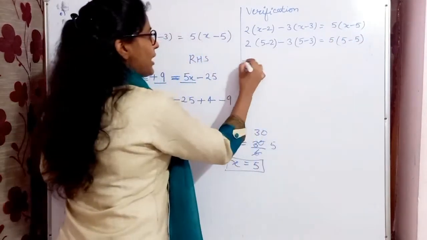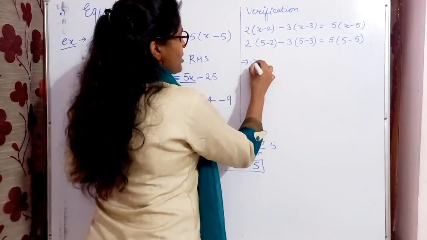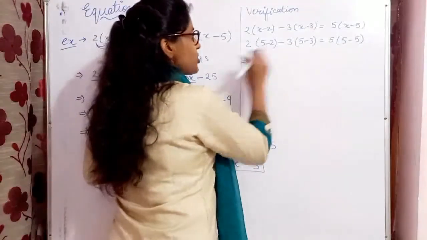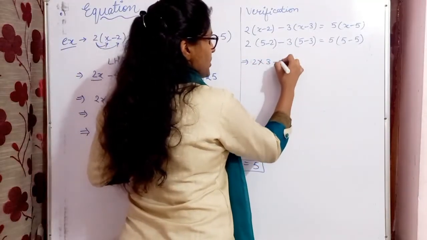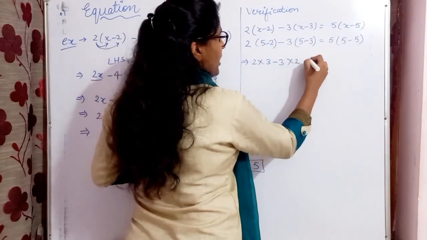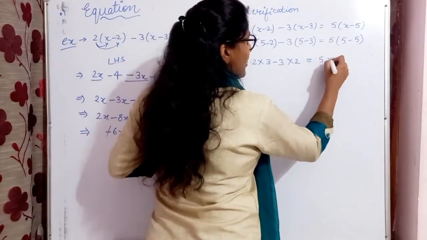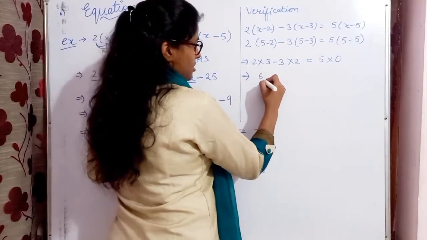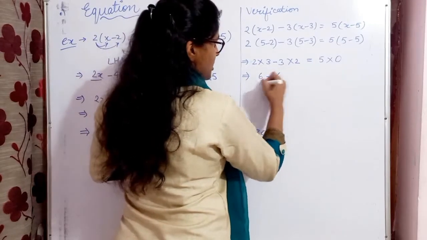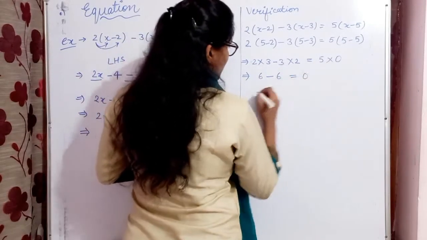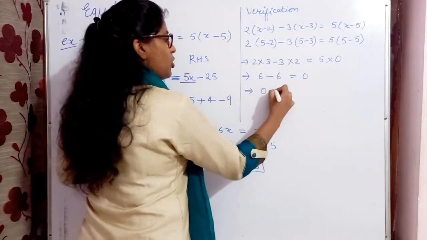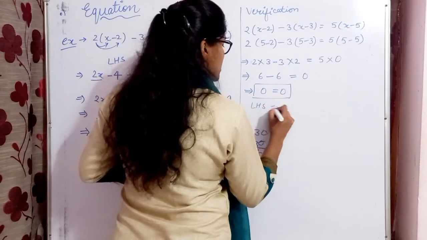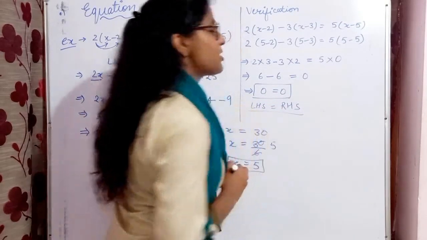Now when you do this, you get it. Here we can solve the small brackets first because we have numbers, and numbers can be added and subtracted. So 5 minus 2 is 3. Now minus 3 as it is. 5 minus 3 is 2. In RHS, 5 as it is and 5 is multiplied with this. 5 minus 5 is 0. Now you can see 3 into 2 is 6, 2 into 3 is 6. And it is equal to 5 into 0, which is 0. 6 minus 6 is 0 and this is equal to 0. So on both sides you get an equal answer in LHS and RHS. So LHS equals RHS, our value of x equal to 5 is correct.